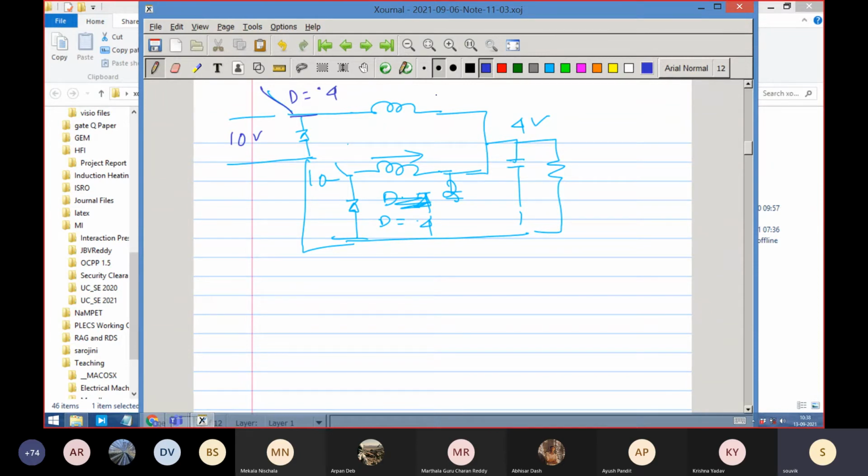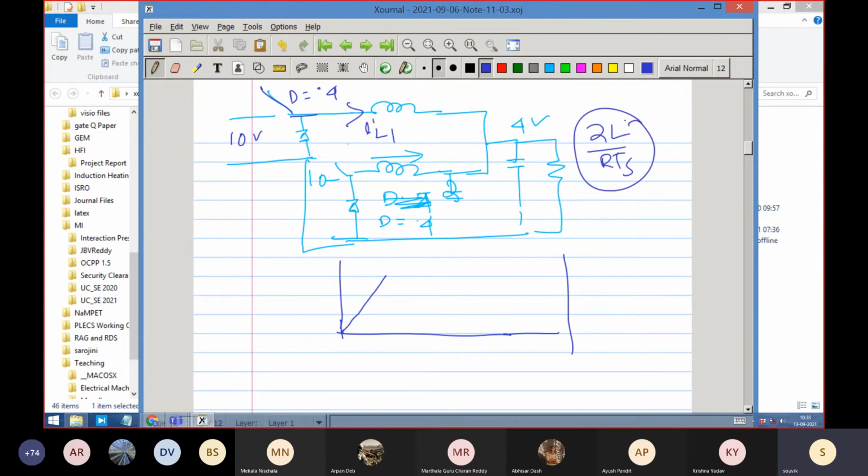But the inductor value I have taken is very low, and I have put the current into discontinuous conduction mode. So I'm just drawing a current waveform corresponding to IL1, starting from 0. The duty ratio is 0.4, and the inductor value is so small, because I said that 2L by RTs is responsible. You are making duty ratio same, Ts same, but L is in my hand.